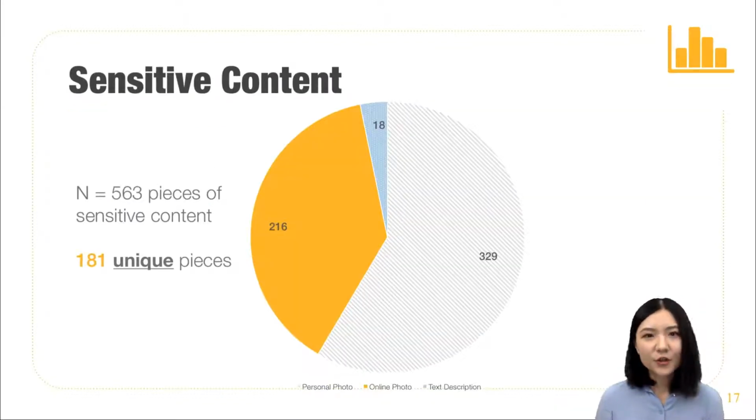This pie chart shows our sensitive content data points. In total, we collected 563 pieces of sensitive content, and 329 were their personal photos, 216 were similar online photos, and 18 were text descriptions. From these, 181 were unique pieces of sensitive content.